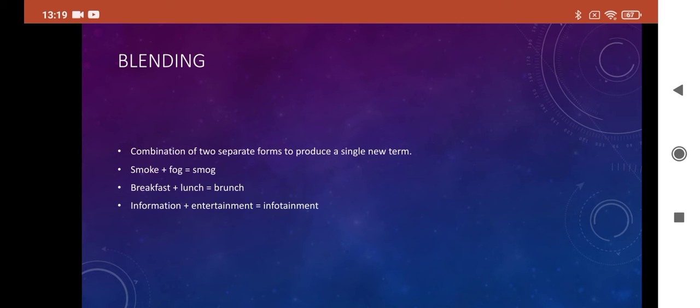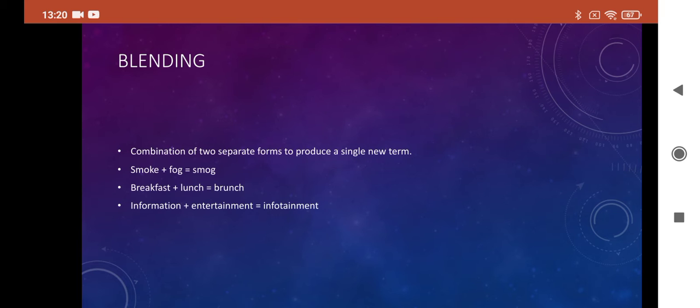In blending, we create new words by combination of two separate forms to produce a single new term or form or a word. But the original two forms of the word do not appear with their original complete spellings in the new or blended form. For example, in the following examples, you can see smoke and fog. When we combine or blend these two forms, we get smog. Similarly, breakfast and lunch. When we combine or blend these two forms, we get brunch.